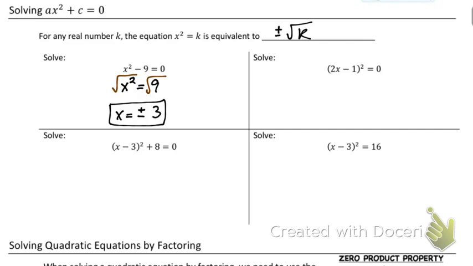Although the next one isn't just regular old x squared, it is just something squared. This is all this is saying: something squared equaling a number. You just take the square root of both sides. This is something squared, so you can take the square root of both sides, and we'd end up with 2x minus 1 equals plus or minus square root of 0, which is just 0. There's no plus or minus 0. It's all 0. Then we'd add 1, divide by 2, and you'd end up with x equals 1/2.